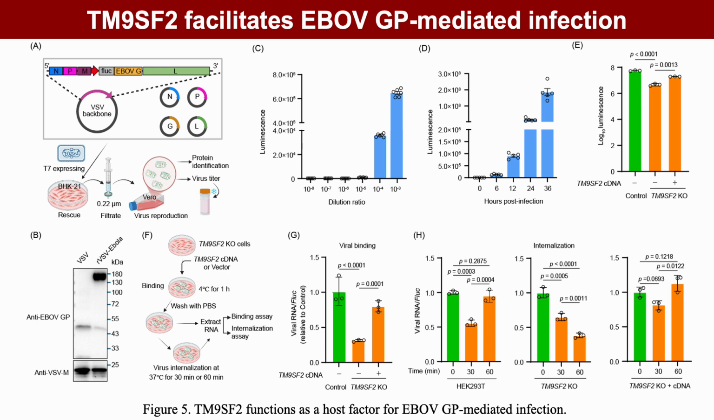TM9SF2 knockout impaired replication-competent rVSV Ebola infectivity, surface binding, and internalization, with re-expression fully restoring these defects. These results identify TM9SF2 as a host factor that promotes viral binding and internalization during early entry.